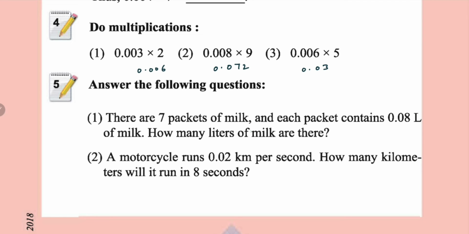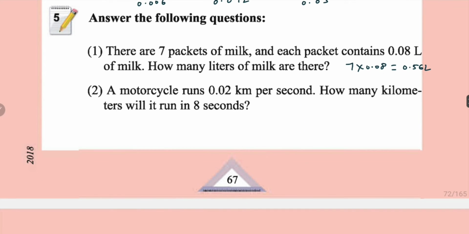There are 7 packets of milk and each packet contains 0.08 liters of milk. How many liters of milk are there? 7 into 0.08, nothing but 0.56 liters. A motorcycle runs 0.02 km per second. How many kilometers will it run in 8 seconds? In 1 second it will go 0.02. In 8 seconds, into 8. How much will it be? 0.16 km.